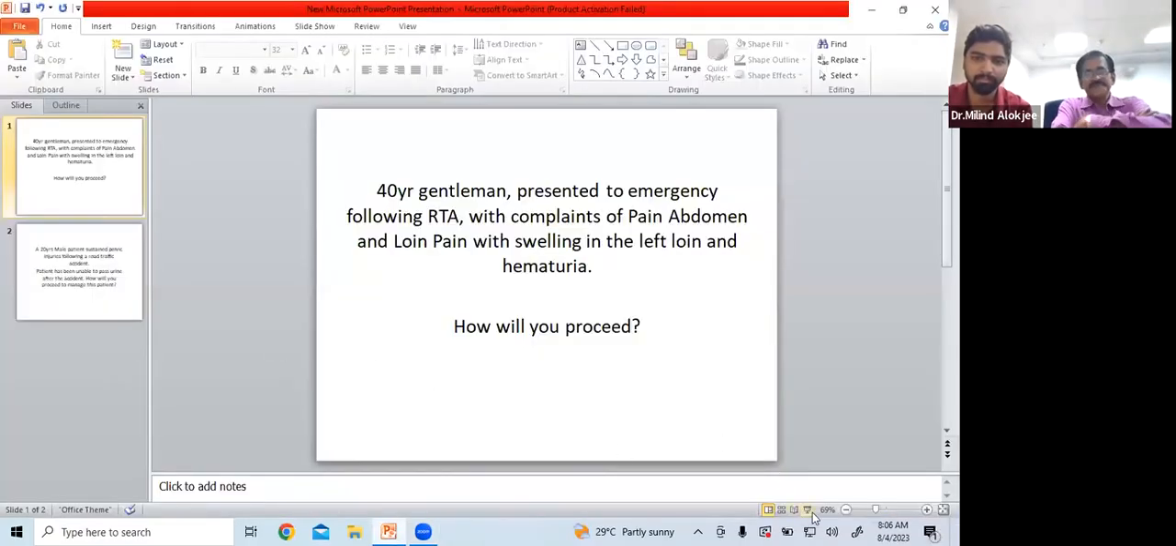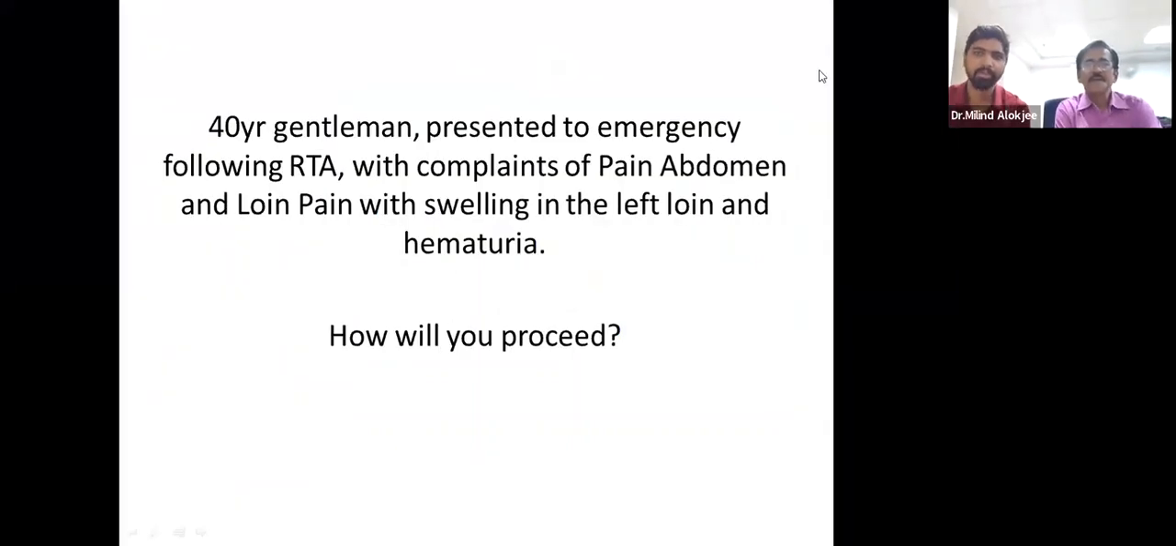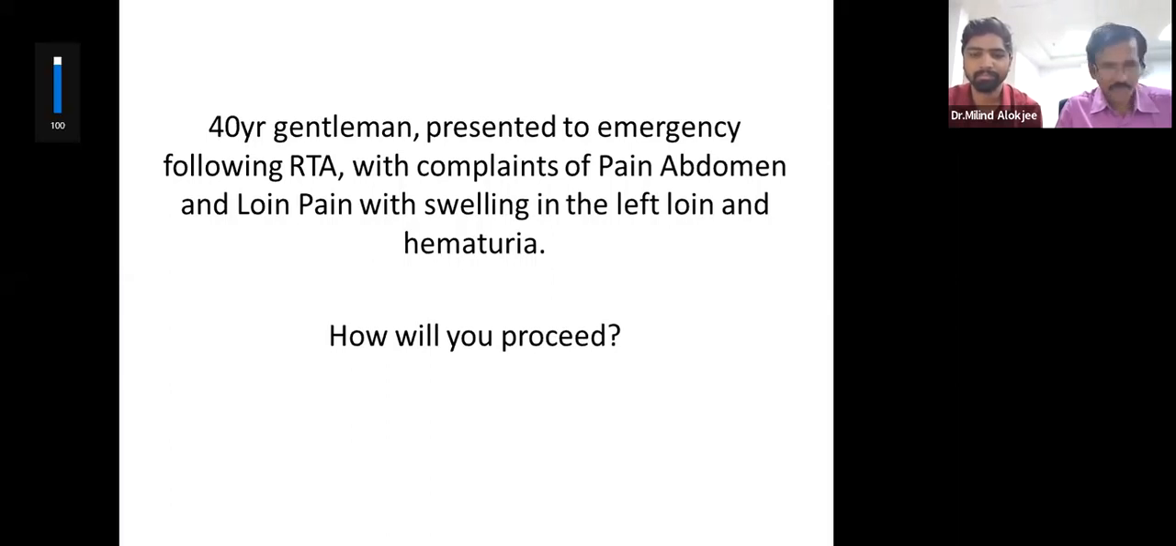Yeah, just read. Good morning, everyone. Good morning, sir. We have a case scenario: a 40-year-old gentleman presented to emergency following RTA with complaints of pain abdomen and loin pain with swelling on the left loin and hematuria. So how will I proceed? Sir, first, just let Dr. Sarkar ask how we want to go with the scenario.